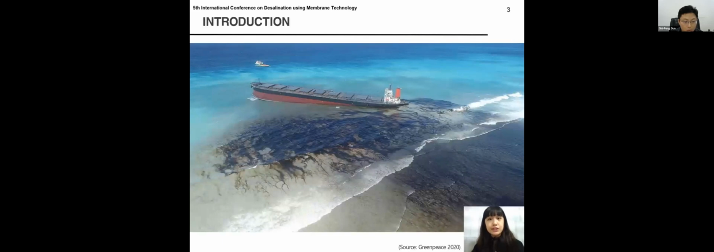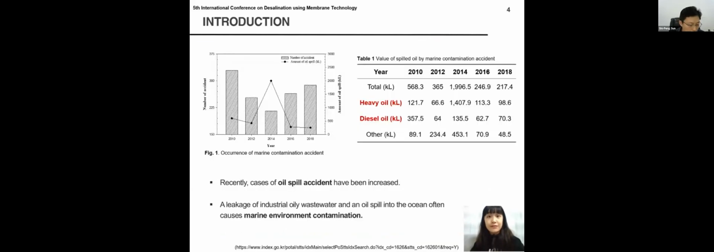As you can see in this picture, ship accidents cause a high amount of oil spill, as well as severe toxic effects to the marine environment, organisms, and eventually to humans. According to recent reports, cases of oil spill accidents have increased. The most spilled oils in the ocean are heavy oil and diesel oil, and leakage of industrial oily wastewater and oil spill into the ocean often cause contamination of the marine environment. Therefore, treatment of spilled oil has recently become more and more necessary.